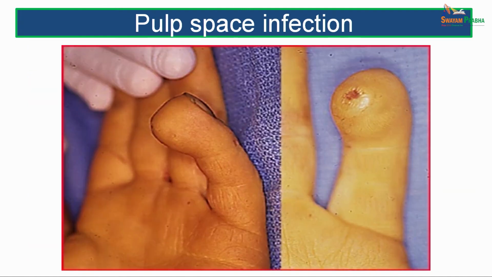Another picture showing us the pulp space infection. What we see here is a swelling over the distal phalanx of the particular finger. This is due to an injury or a pin prick which has occurred, and that has led to infection and swelling of the distal phalanx. So, that is a pulp space infection.